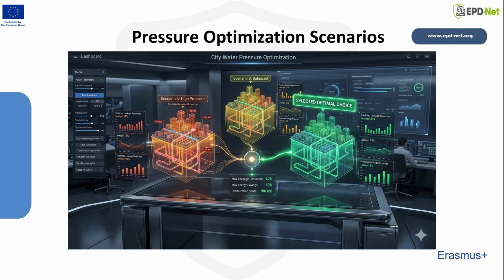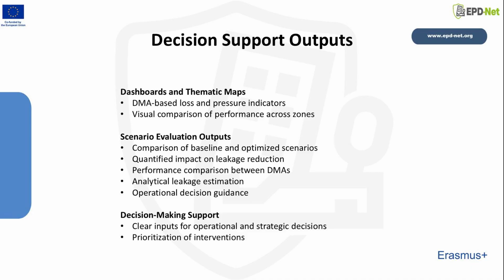Expected outcomes of pressure optimization scenarios include a reduction in physical water losses and improved pressure stability across the network. By comparing scenarios, utilities can select pressure settings that achieve the best balance between loss reduction and reliable service delivery. A UKIP generates a range of decision support outputs designed to help utilities interpret analytical results and take informed action.